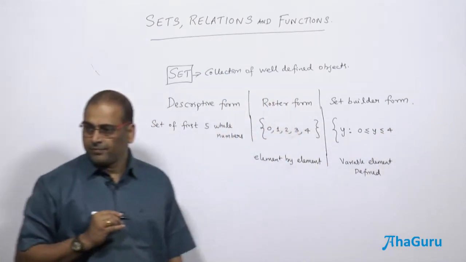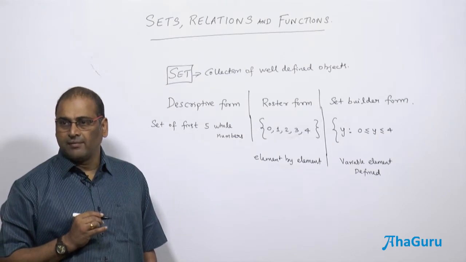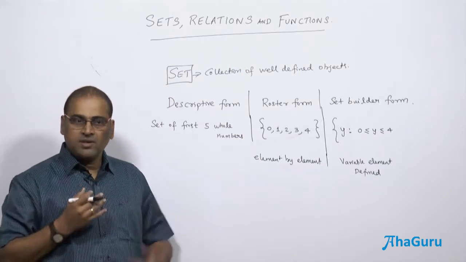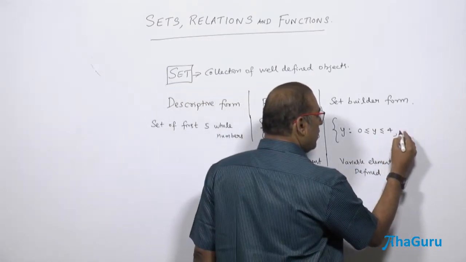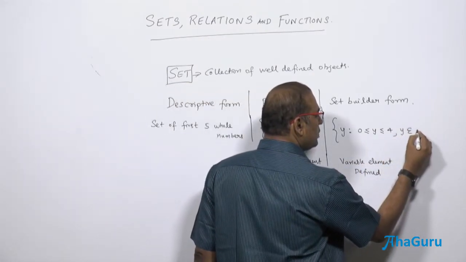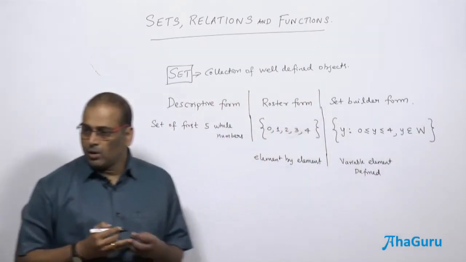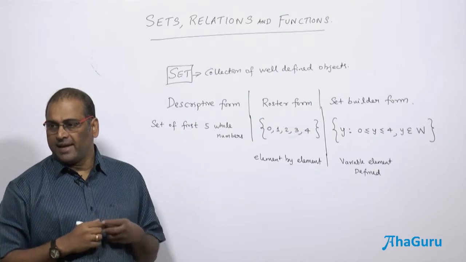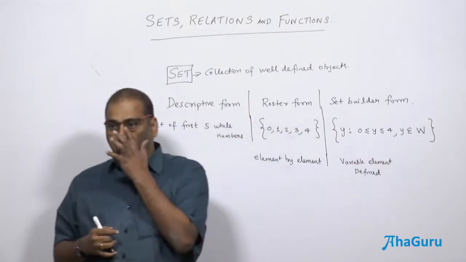something like this: 0 less than or equal to y less than or equal to 4. But that's not enough. Why? Because then y could be a real number. Therefore, I have to say y belongs to. So this is a symbol, belongs to. So that varying element belongs to W, which means the set of whole numbers.